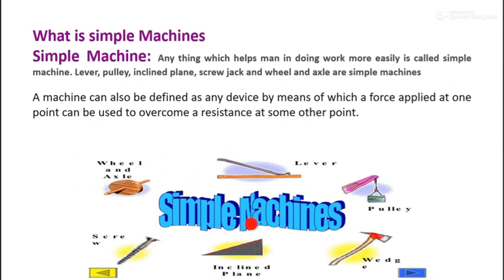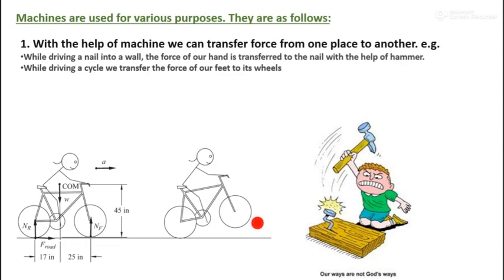A machine can also be defined as any device by means of which force applied at one point can be used to overcome resistance at some other point. This is the machine definition, and these are examples of simple machines in your daily life. Now I will describe their uses and mechanical advantages. Now let's start with machines in our daily life.